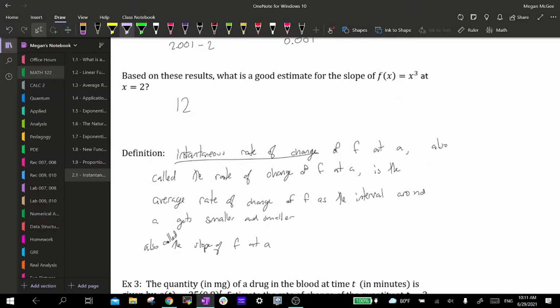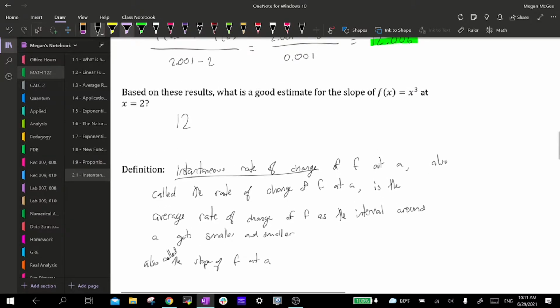So this was our 2 to 3, and then 2.1 to 2, and 2.01. So our interval is getting smaller and smaller. All right, so that could be our delta x, right? So our change in x is smaller and smaller and almost 0. We just can't actually get to 0 because we can't be dividing by 0.